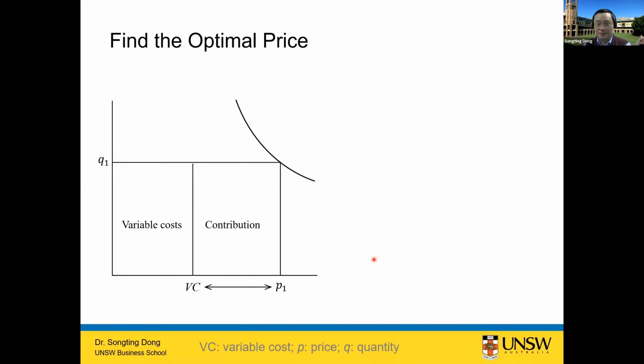So how are we going to do that? Let me show you over here. Here is our demand curve. You can see I use the power demand curve over here. The current status is I charge price P1, the quantity is Q1. And here from zero to this is the variable cost, VC is variable cost. And this part, P1 minus variable cost, that is our contribution. Remember, contribution is compared to the variable cost, not the total cost.